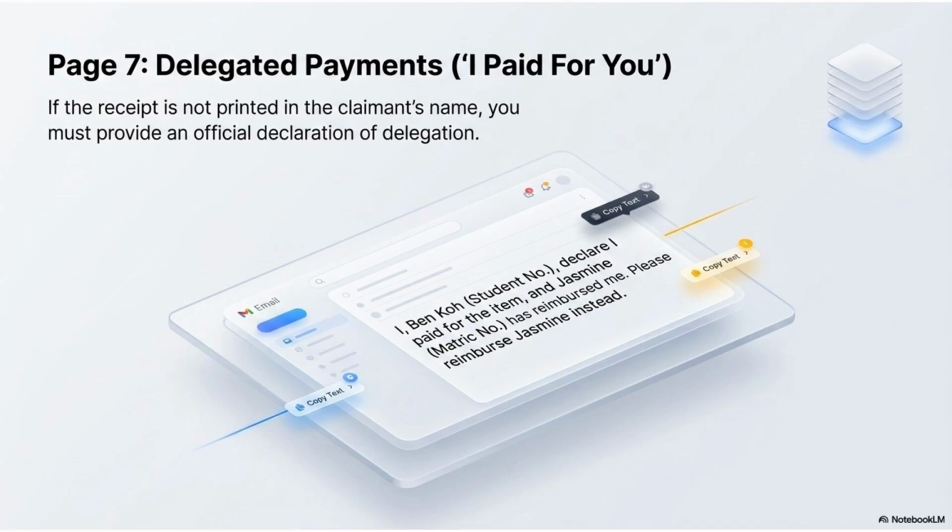And finally, we finish the 7-page stack build with page 7, Delegated Payments. This covers that incredibly common "I paid for you" scenario. If a receipt is printed in a name that isn't the claimant's, you have to legally handle this transfer of funds. You do this by providing an official email declaration of delegation. So for example, Ben sends an email stating, "I, Ben, paid for the item and Jasmine has reimbursed me. Please reimburse Jasmine instead." It just creates a clear, auditable paper trail.